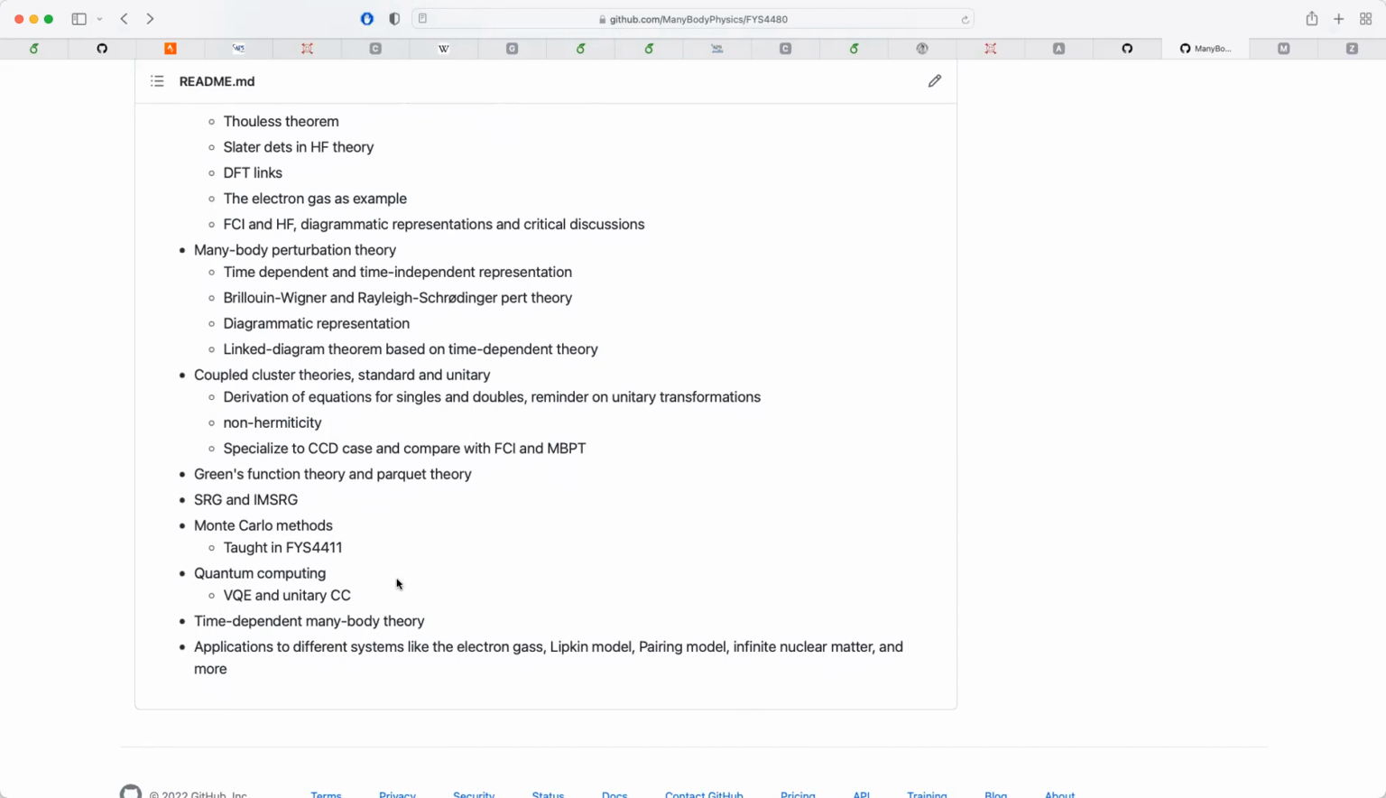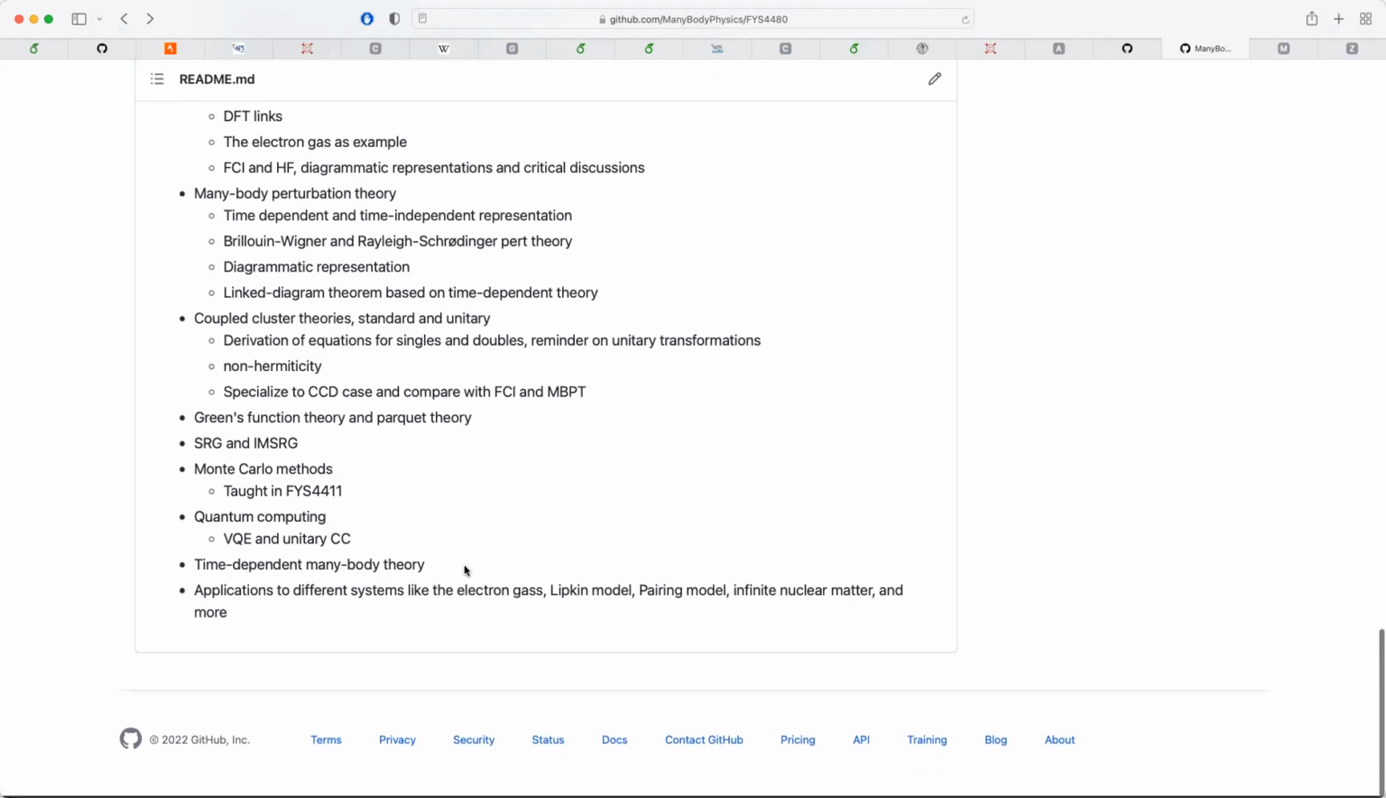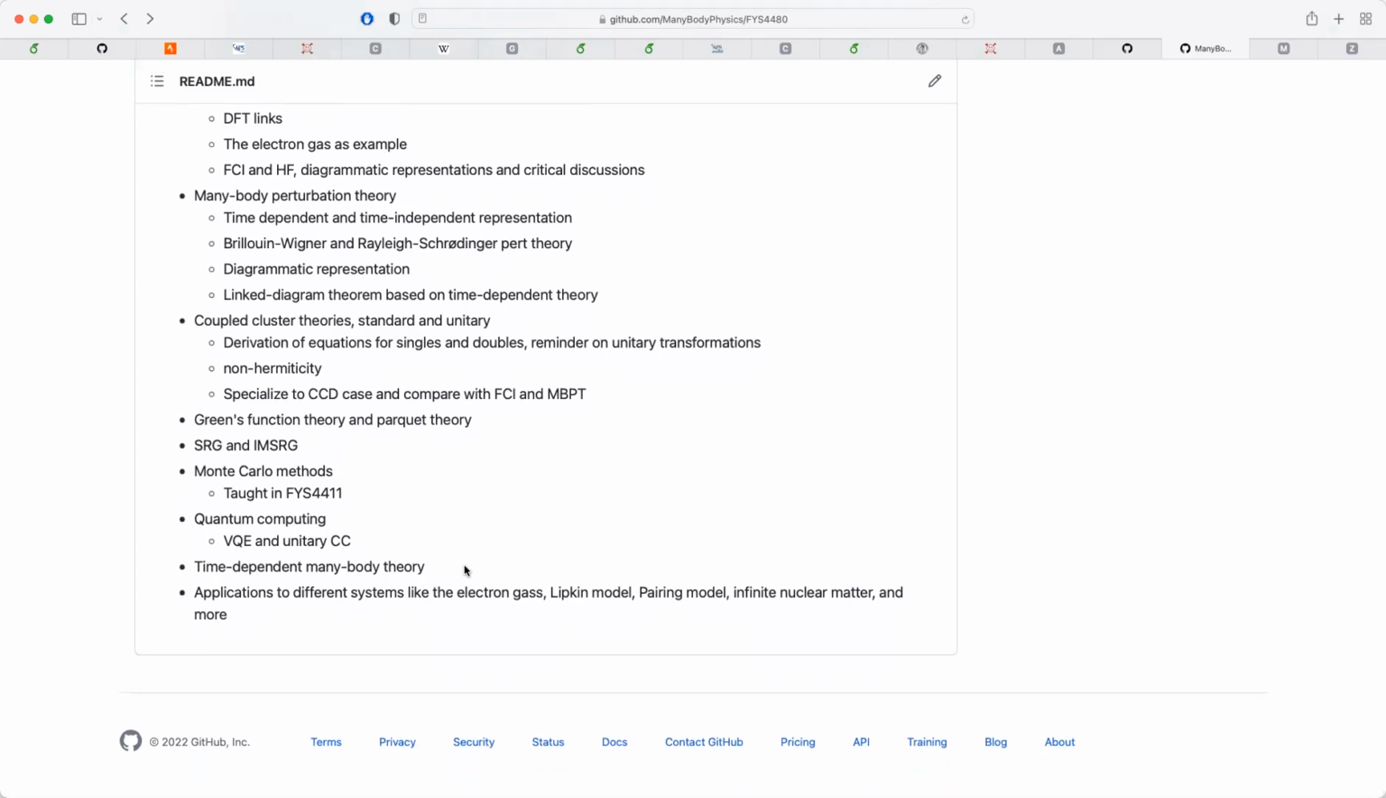So different operations which you will do on states will be represented by unitary matrices. So quantum computing actually exploits the fact that quantum mechanics is based on unitary transformations. And then we will also apply this to different systems. So we will have some schematic models.